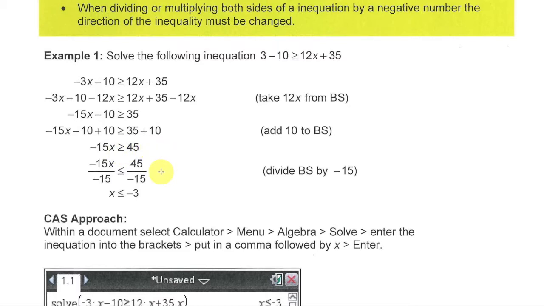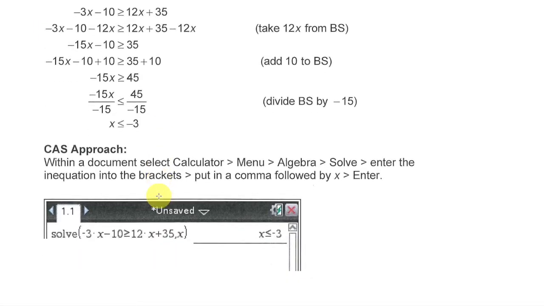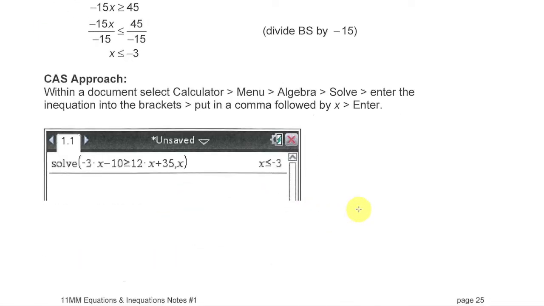And now what I want to do is divide both sides by negative 15, so that will leave me with just the x. But because I'm dividing by a negative number, I need to change the direction of the inequality. So instead of the left-hand side being greater than or equal to the right-hand side, the left-hand side is in fact less than or equal to the right-hand side. I end up with x being less than or equal to negative 3. CAS approach, exactly the same, except for instead of putting in an equal sign, we put in an inequality. That's shown here.